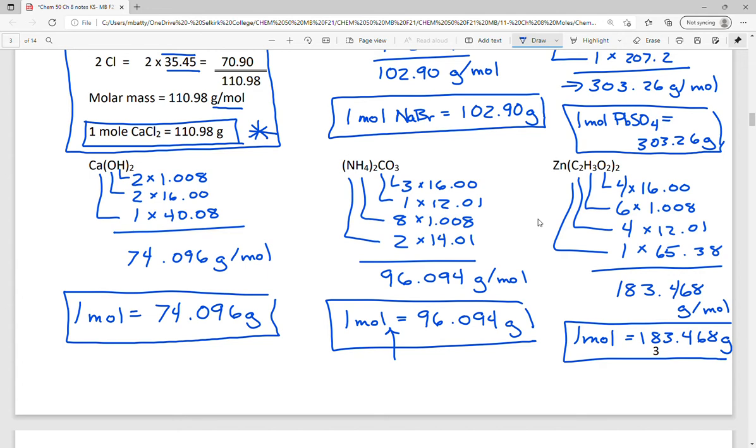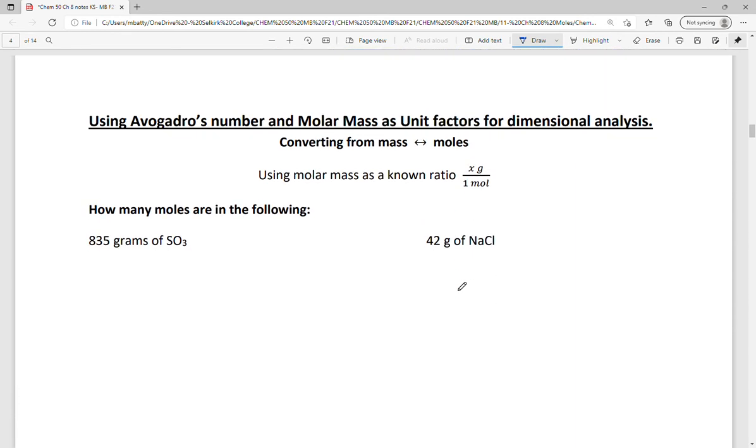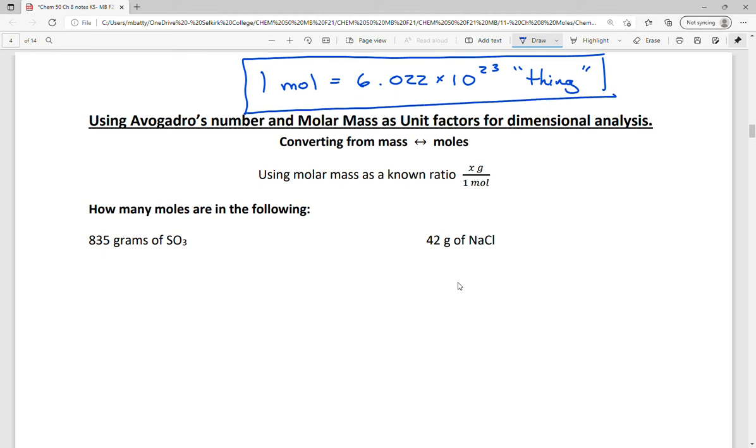So the next part is to link all this together. We had this idea of Avogadro's number, and Avogadro's number gave us 1 conversion factor. Avogadro's number tells us that 1 mole is 6.022 times 10 to the 23 things, right? So again, those could be atoms, molecules, ions, whatever it is. So we're going to use that in addition to the number of moles, the molar mass, as unit factors for dimensional analysis. So let's take a look at how this goes.